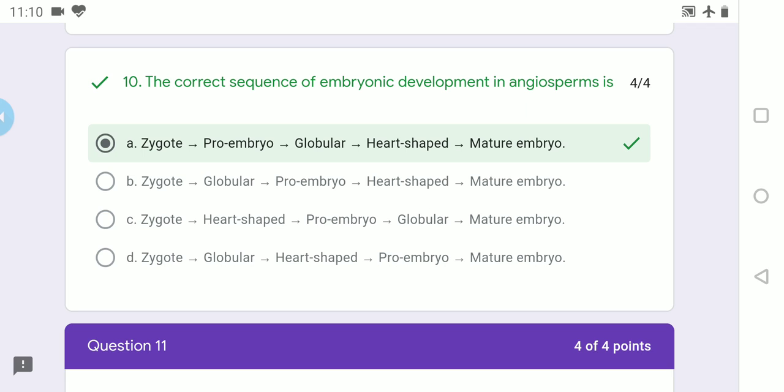I hope you can remember. Then the last one, the mature embryo, isn't it? It will contain the suspensor, radicle, cotyledons and plumule. So which is the correct sequence now? Option A. Option A is the right answer with respect to the stages in embryo development, especially in dicots. We can identify all these stages clearly.